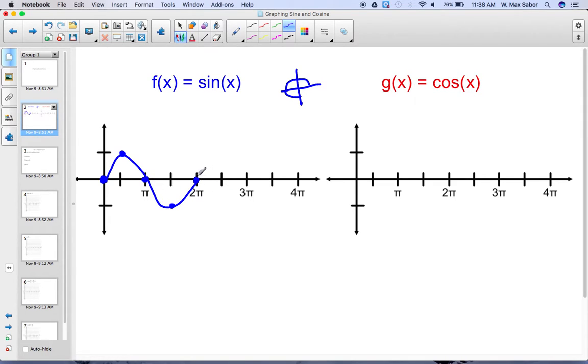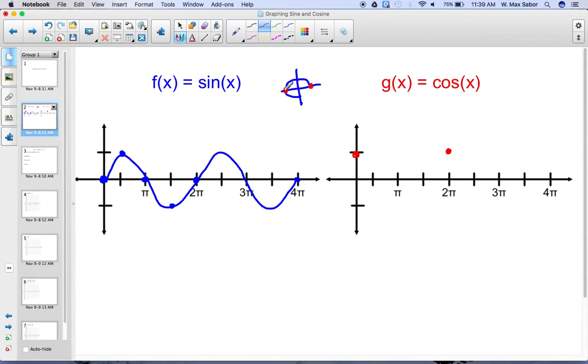And sine is a periodic function, which means it repeats every period, so every 2 pi it repeats. And this is an example of 2 cycles of sine of x. Let's do the same thing with cosine. Cosine starts at 1, and at 2 pi again it's 1.